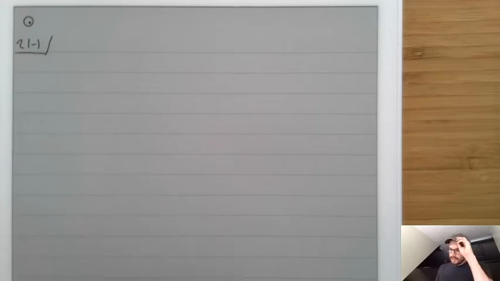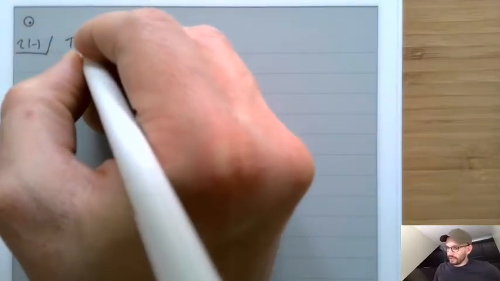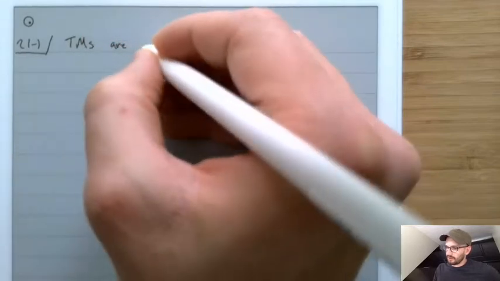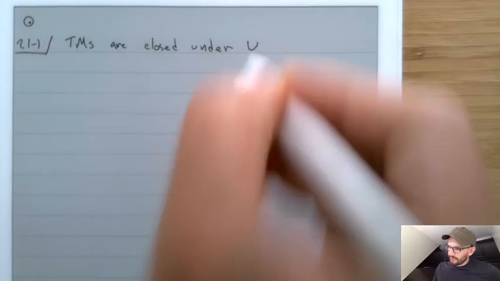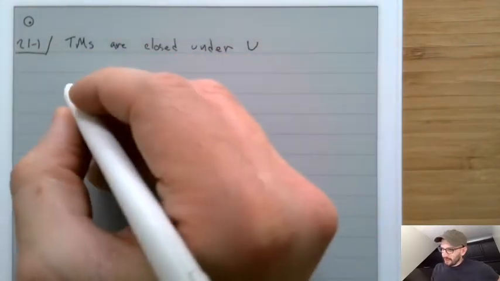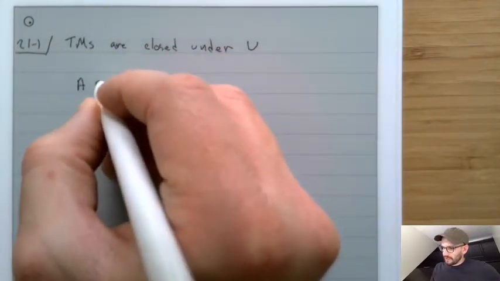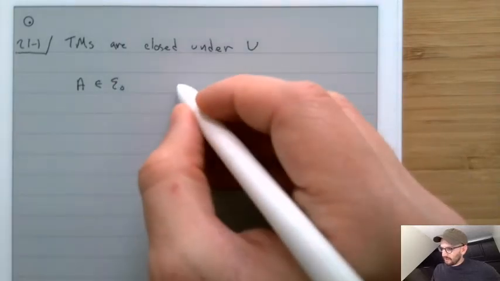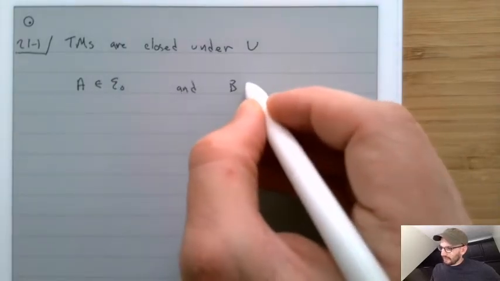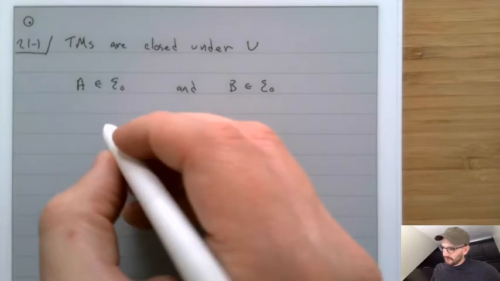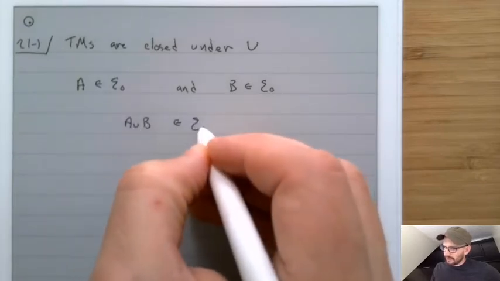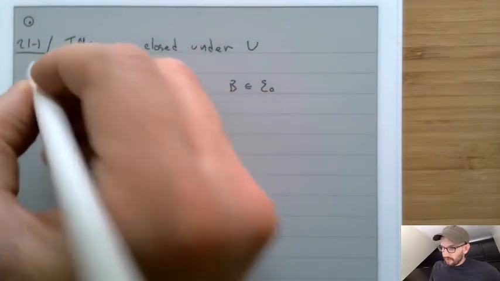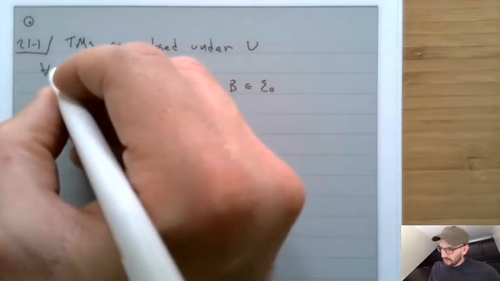Today what we're going to do is show that Turing machines are closed under union. What that means is if we have some language A, which is inside of Sigma 0, and some language B that is inside of Sigma 0, then A union B is also inside of Sigma 0, for all A and B.